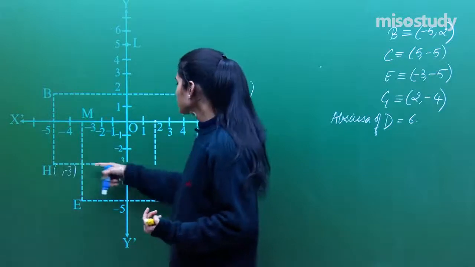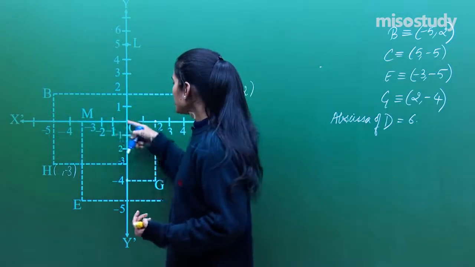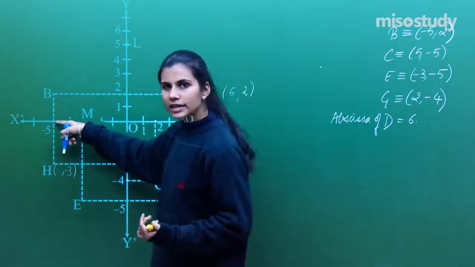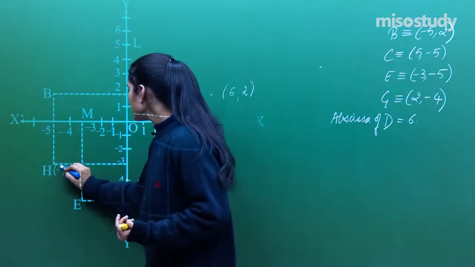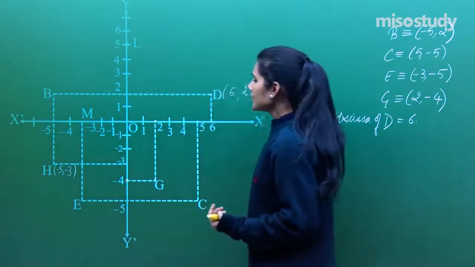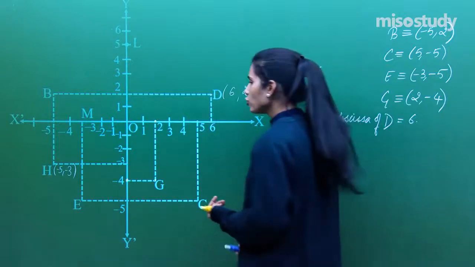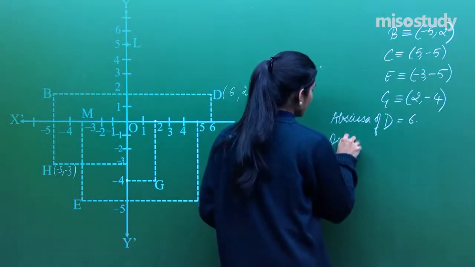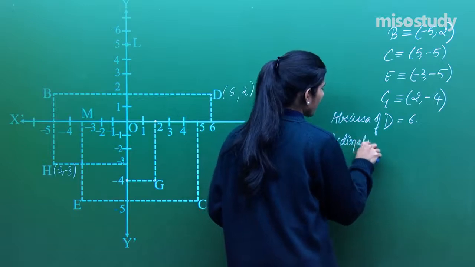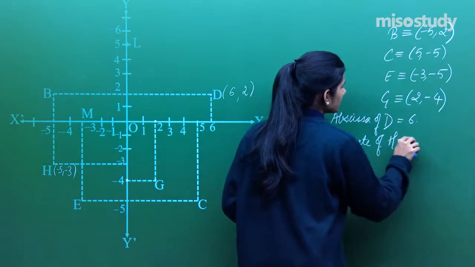What is the distance of point H from the y-axis? It is this much, which is the same as this much, which is 5 units along the negative x-axis, so it is -5. So -5, -3 are the coordinates of point H. Ordinate of H, that means the y coordinate of H, is -3.